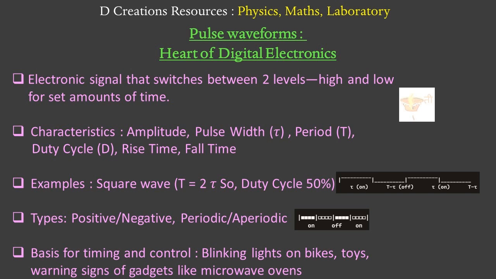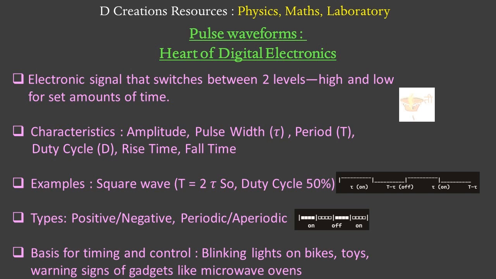The third characteristic is period, which is usually denoted by capital T, and it is the total time for one complete on then off cycle. The fourth characteristic is duty cycle, which is sometimes denoted by capital D. It is the fraction of the period that the pulse is high.